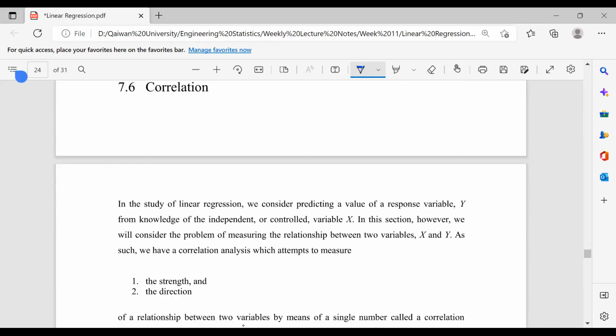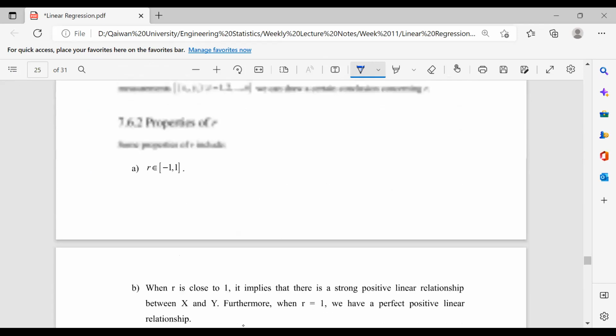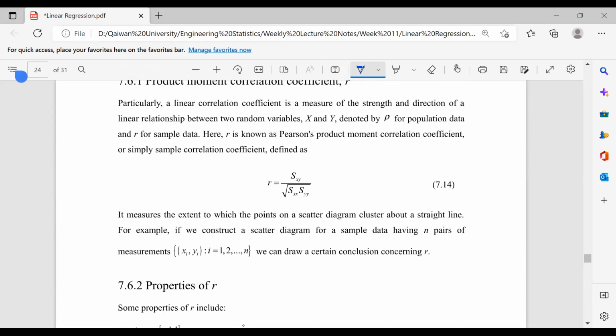Here we have a task, and then we have correlation. For the correlation, we need to find R. If it says find the correlation, you must find R. R is the formula for finding the value of correlation. We say R is S sub xy divided by the square root of S sub x times S sub y.